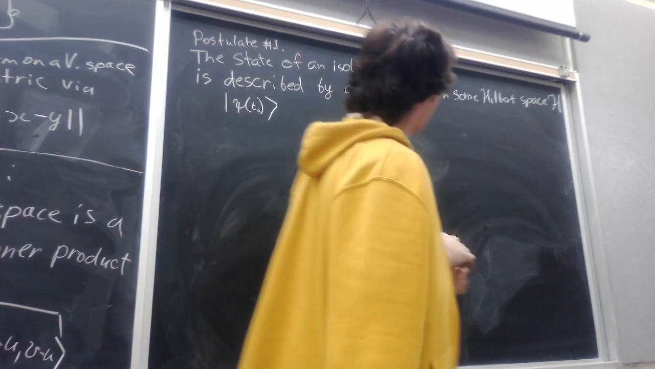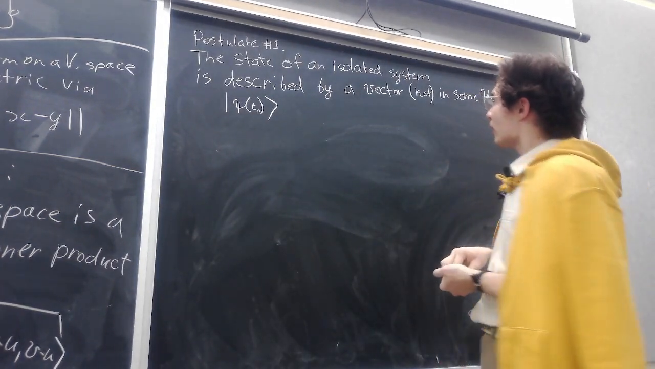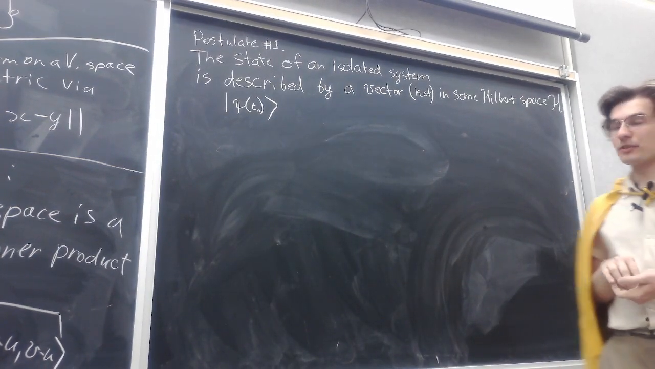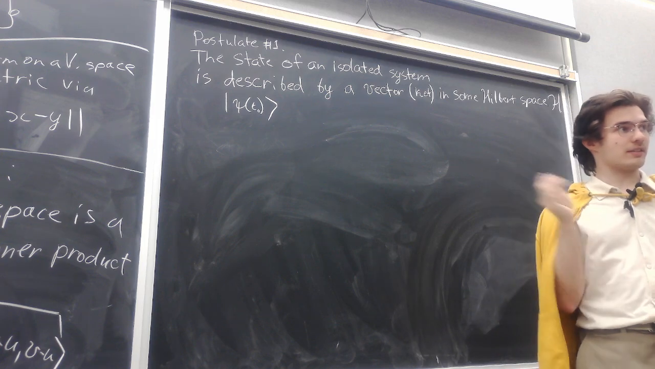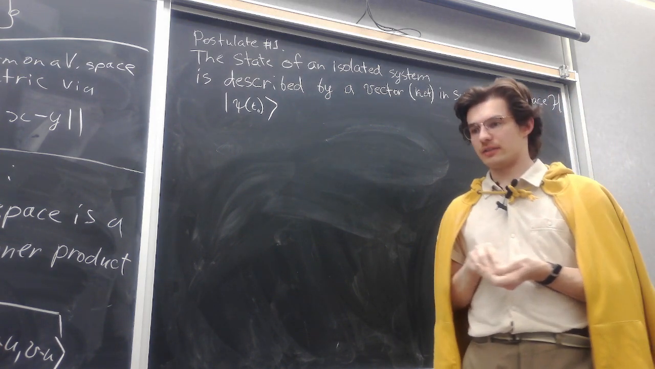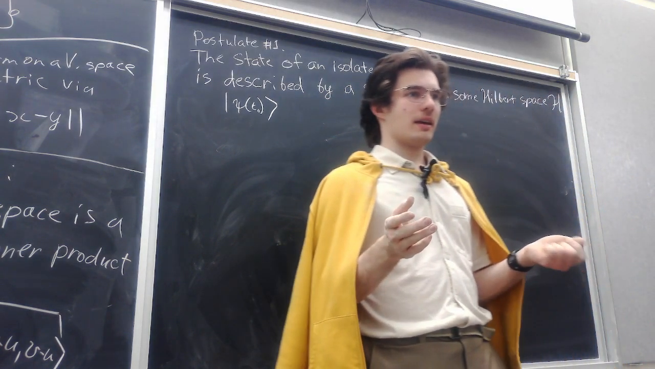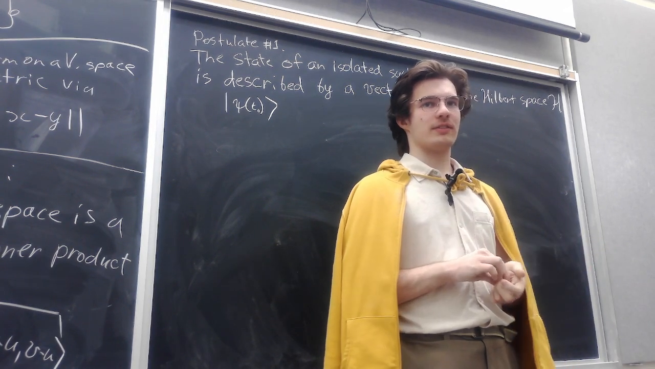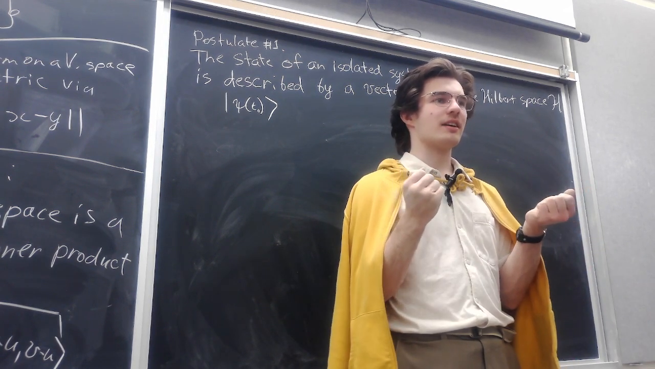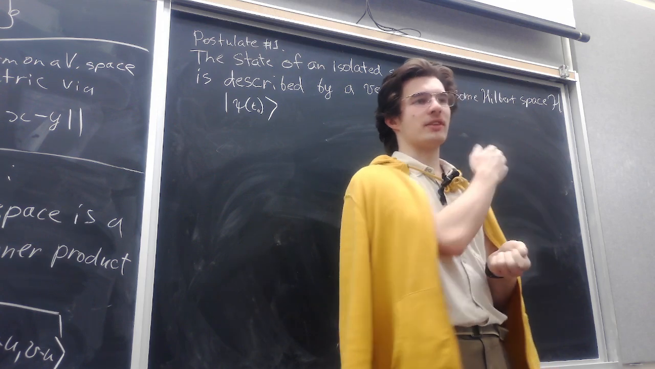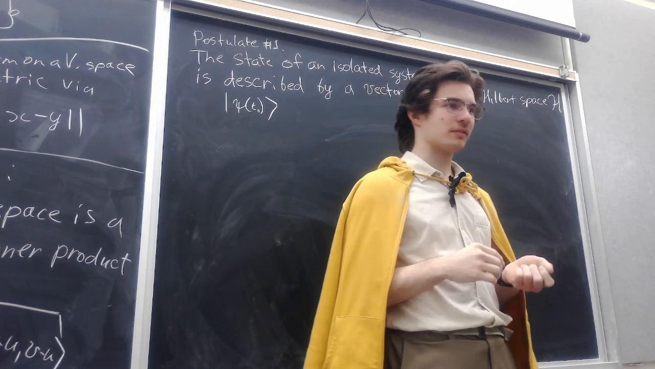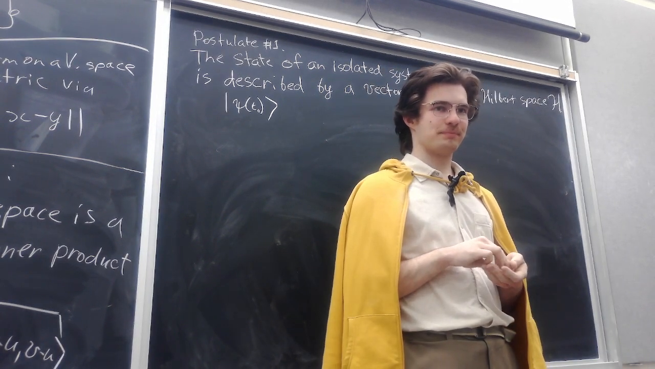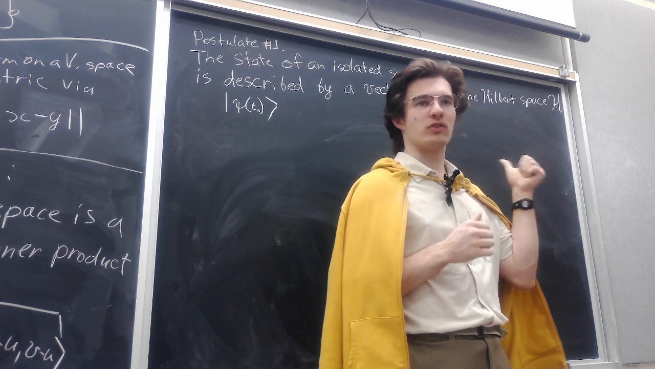The state of an isolated system is described by a vector in some Hilbert space. So what this is saying is that, suppose you had some kind of system, and there's something to know about it. Well, guess what? If a system is in some state, then all of that can be represented by some vector in some Hilbert space. Okay? This is what this postulate is saying.